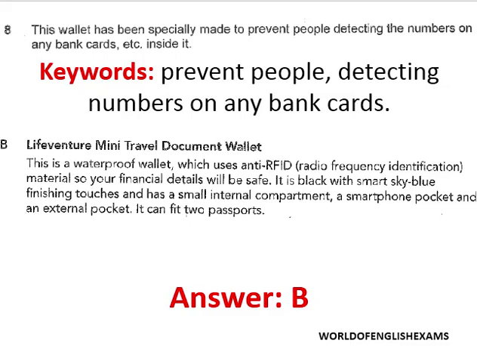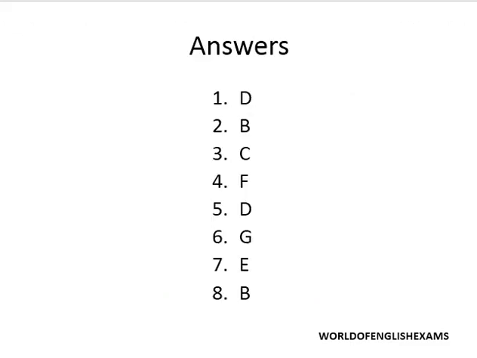So this is how you have to answer these questions which are related to matching, and this is the answer key. Clearly it is seen that D is repeated twice as well as B is repeated twice. Now shall we proceed with answering the next set of questions in this passage?